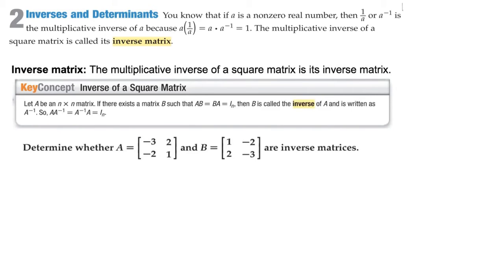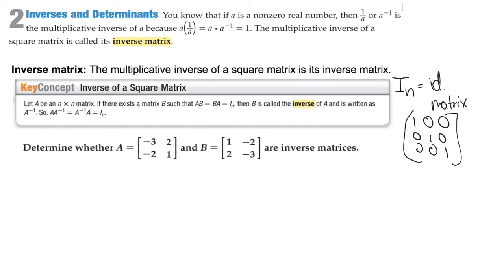So, for instance, if you look at this key concept, it says, let A be an n by n matrix, if there exists a B such that AB and BA equal I of n, then they're inverses of each other. The I of n is that identity matrix. That's that 1, 0, 0, 0, 1, 0, 0, 0, 1, etc. for whatever that is. This is a 3 by 3. So whatever n by n, that's what you're going to end up with.